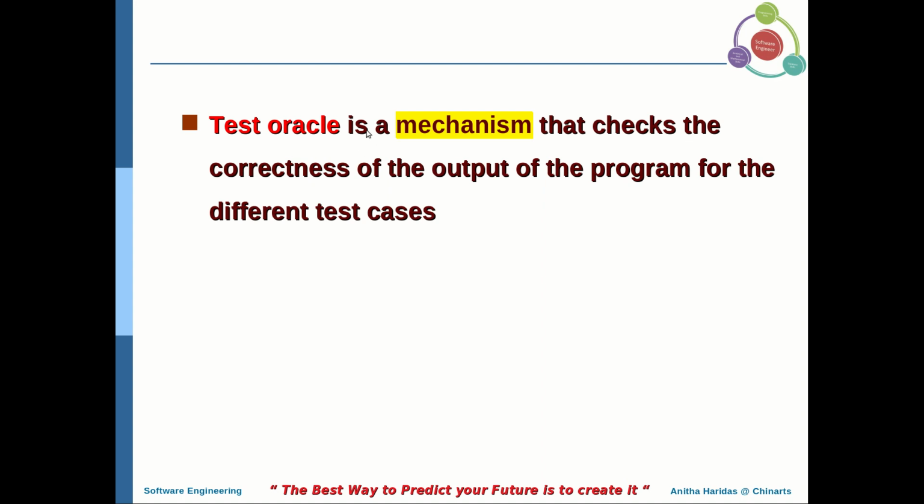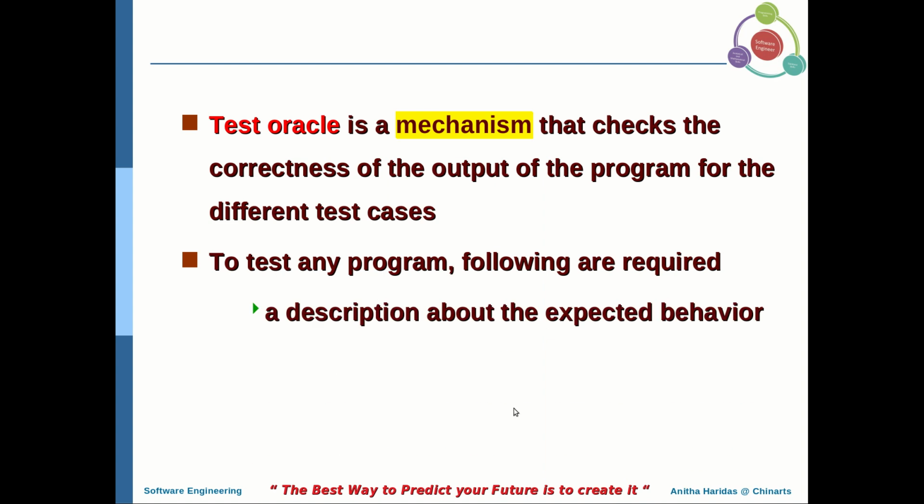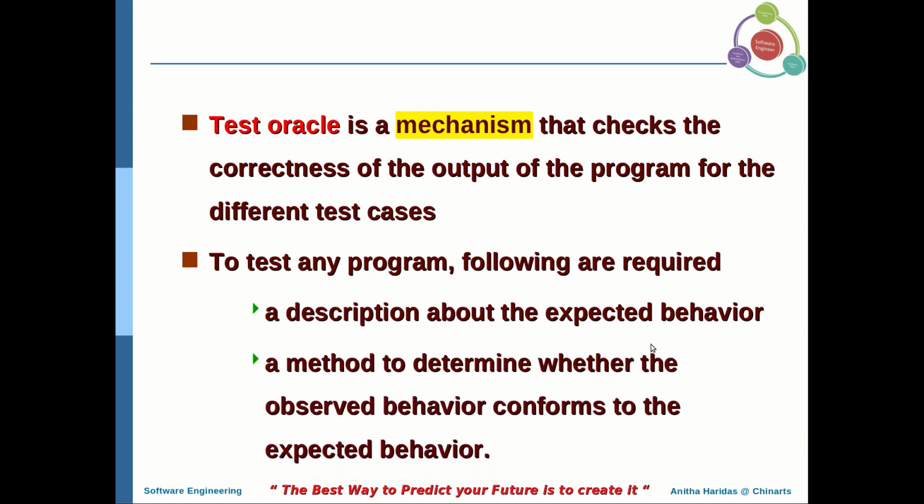So test oracle is just a mechanism which will be checking the correctness of the output of the program for different test cases. Now, when you want to test a particular program, the following things are required. What are they? A description about the expected behavior. That is what I said now as the expected output. So you have to describe what is the expected behavior. Fine. After that, what you need? You want a method to determine whether the observed behavior conforms to the expected behavior.